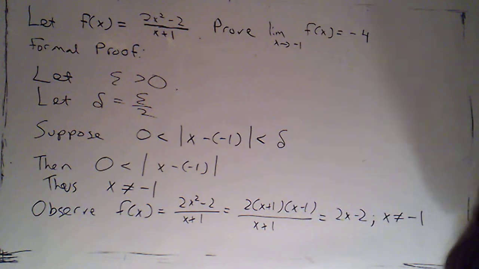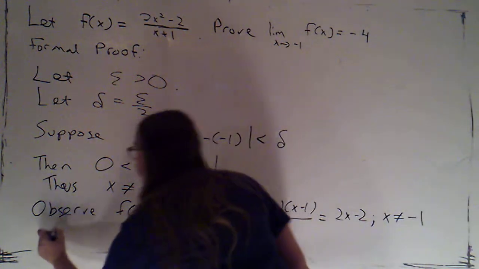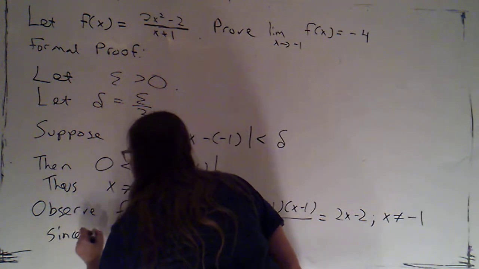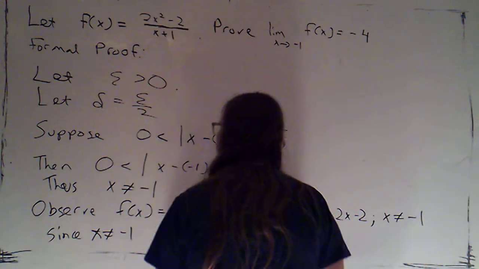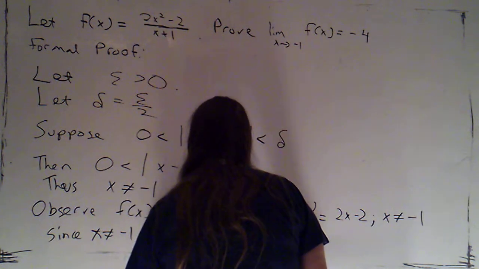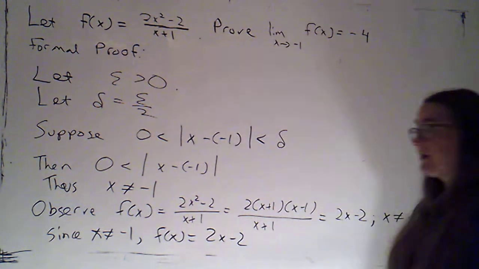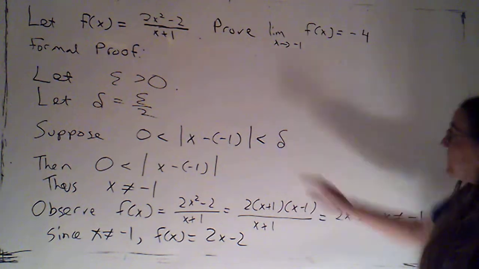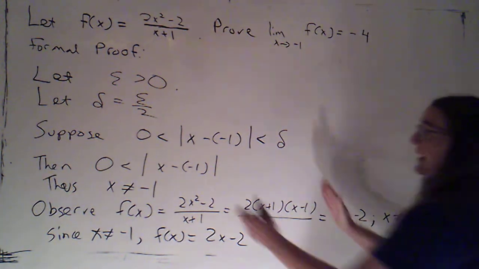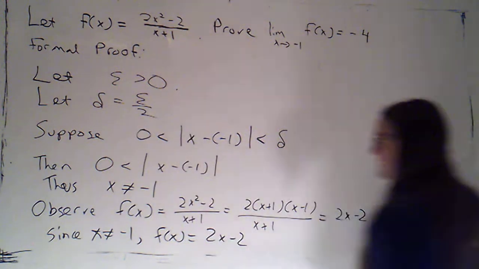But it should be part of your formal proof, and that does need to be indicated. All right, okay, so since x does not equal negative 1, which is what we had right here, I know that f of x, for the purposes of this problem, is 2x minus 2. I also know, so from this supposition, I've now used this part, now I'm going to use this part.